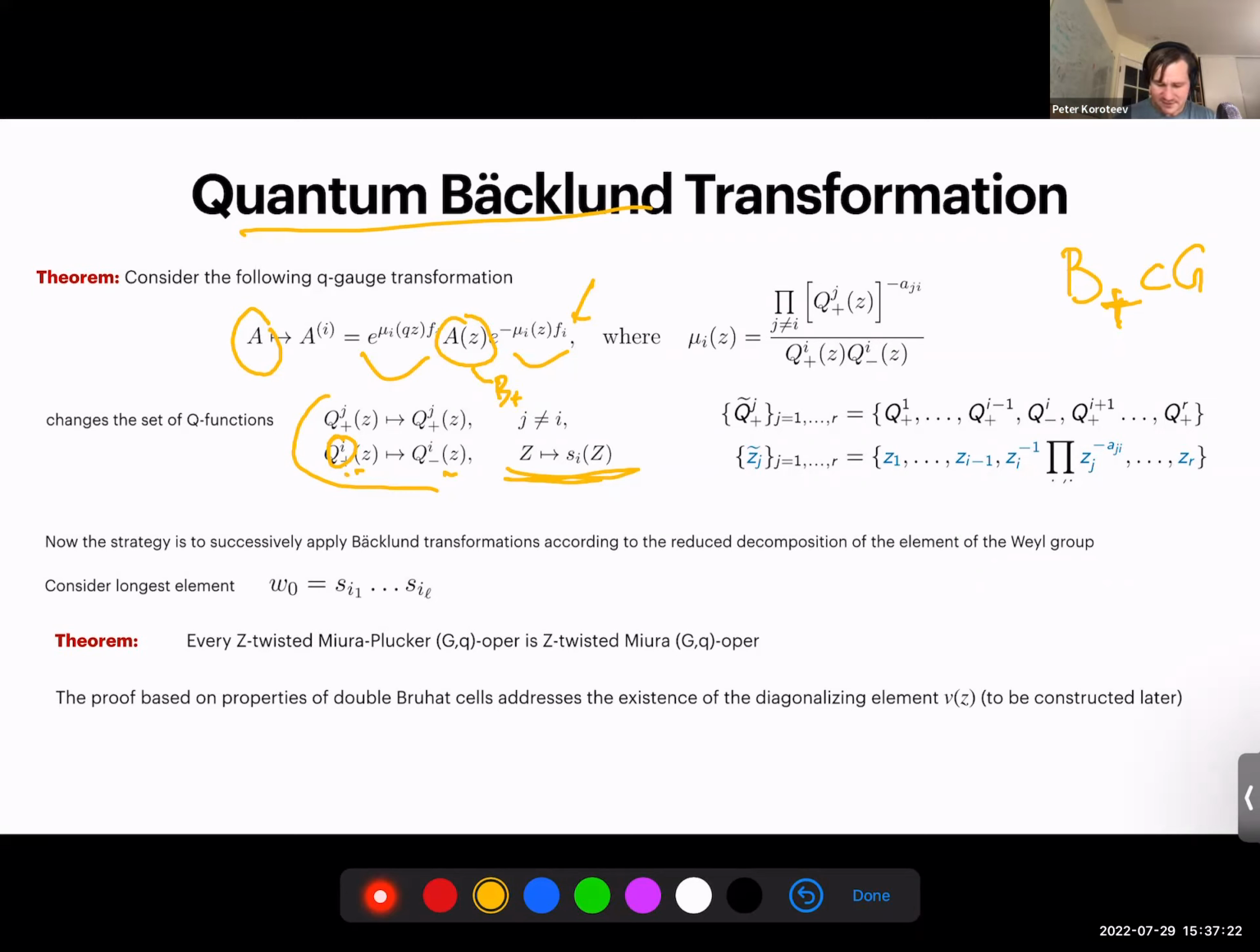So by successively applying those Berkeley transformations, you can show that these two constructions are the same. By traveling around the Dynkin diagram of the root system, you can uncover and describe the whole oper here. And there's a theorem that every z-twisted Miura-Plücker oper is also just a z-twisted Miura oper. So in a sense, you can remove Plücker. It was part of the auxiliary construction. And it opens up very powerful, interesting directions.